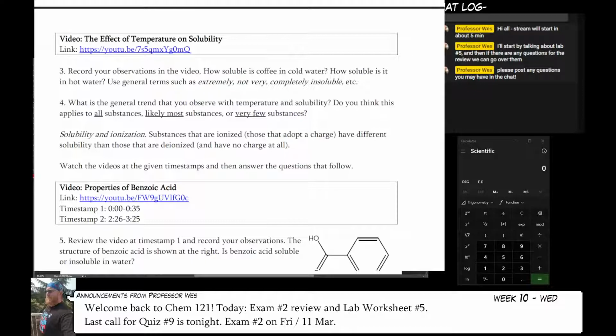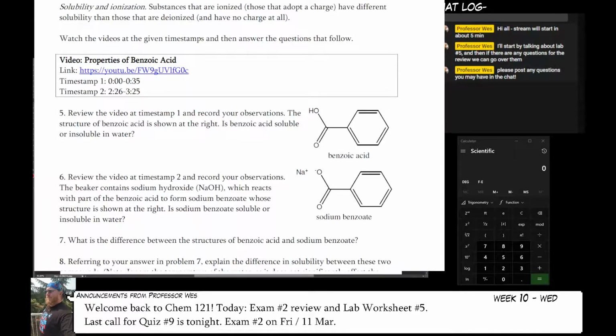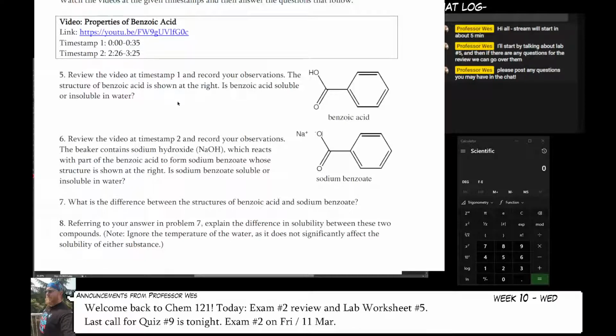The next thing we have is ionization. Ionization, remember, is just, hey, does something have a charge on it or not? So we've been talking a lot about ionic compounds and that they dissolve in water or they don't. And what we're going to do is give you 2 different compounds. So we have benzoic acid, which looks like this. Remember that each of these junctions is a carbon, like we talked about in chapter 8 and 9. And then we have sodium benzoate, which is a little bit different. Instead of having an OH up here, it has this O- and an Na+. One of those is going to dissolve better in water than the other. And your job is to watch the video and determine which one is more soluble and why.